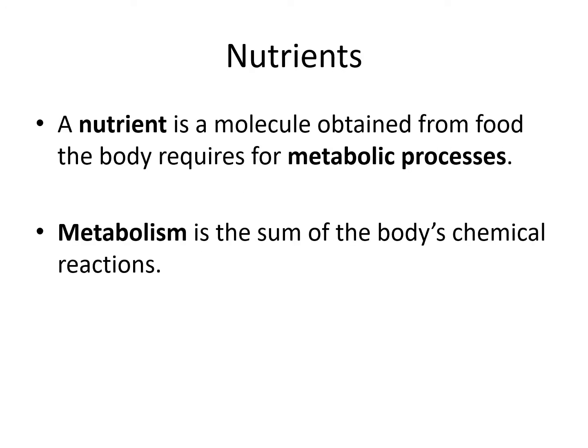So let's begin. A nutrient is a molecule obtained from food that is required for metabolic processes. And remember, metabolism is the sum of all the body's chemical reactions. And so these metabolic processes use the nutrients we take in our diet to produce ATP, which will supply the energy for our cells of the body.